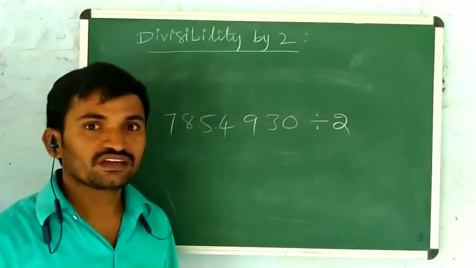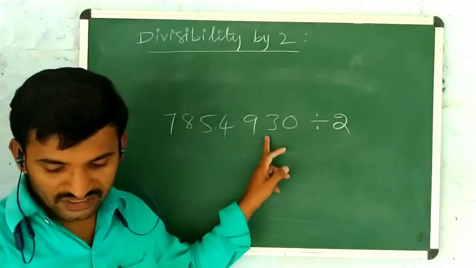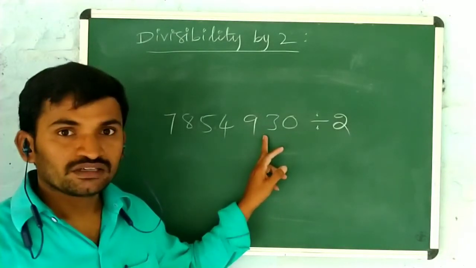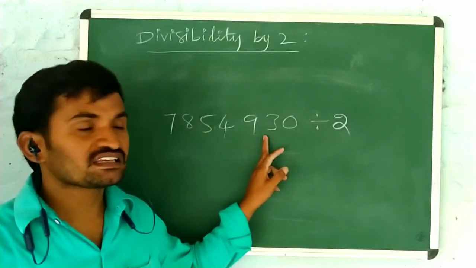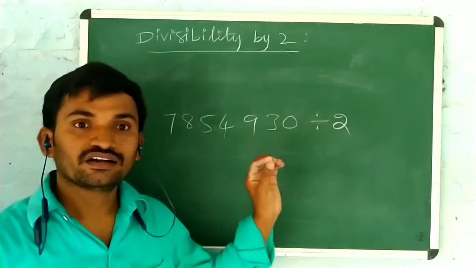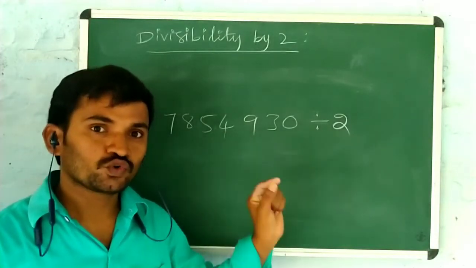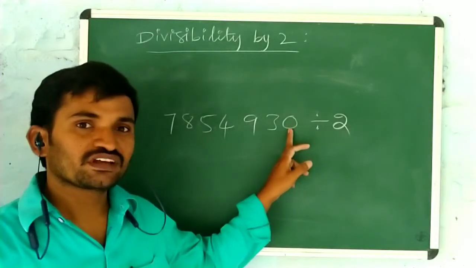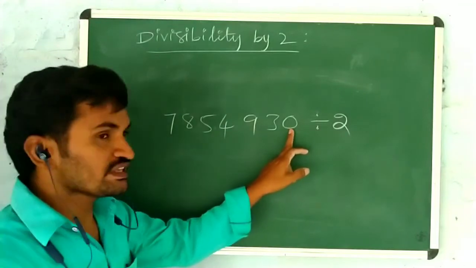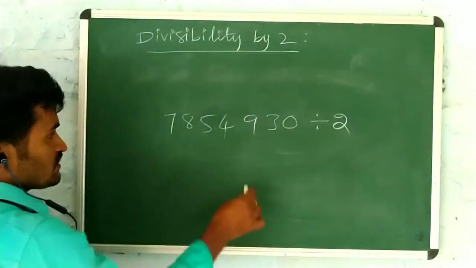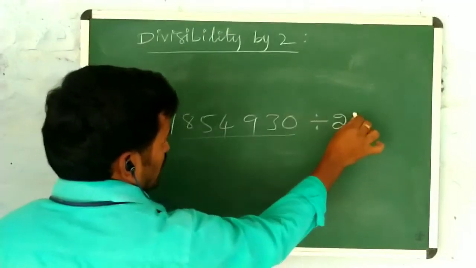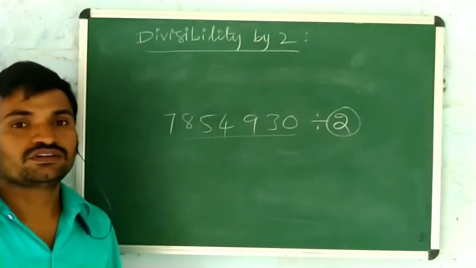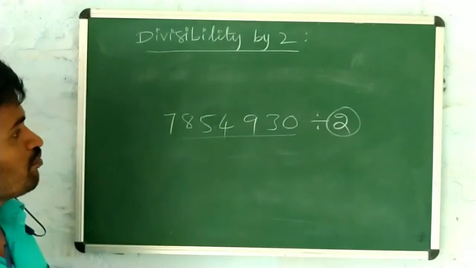What is it saying? A number is divisible by 2 means it has any of the digits 0, 2, 4, 6 or 8. So here the ones place value is 0. It means this number is divisible by 2. Okay. So this is the divisibility by 2.